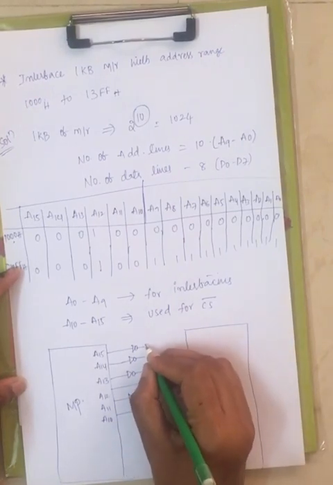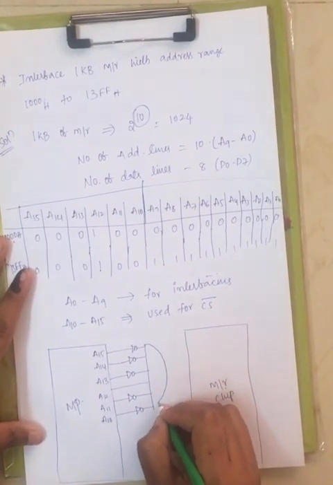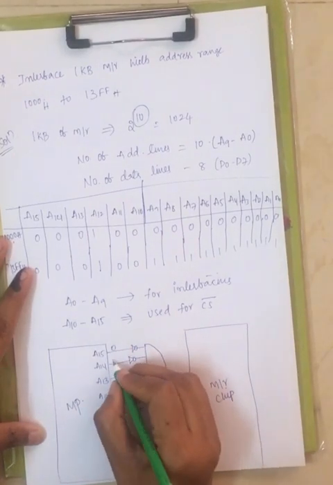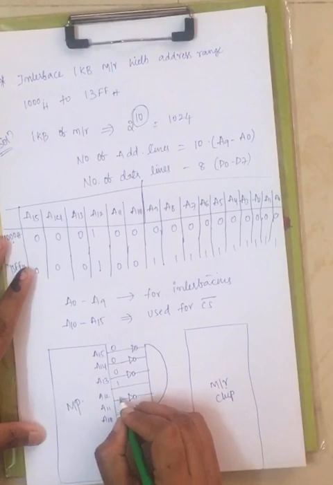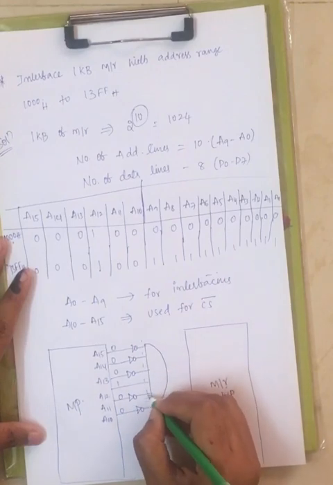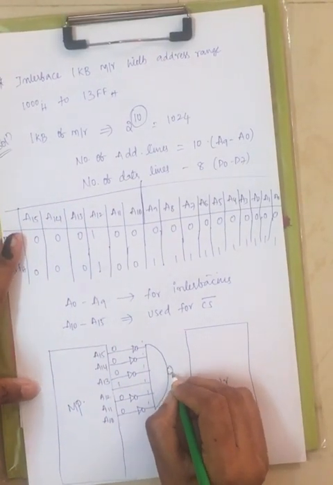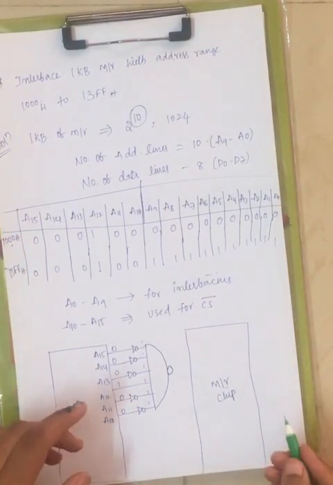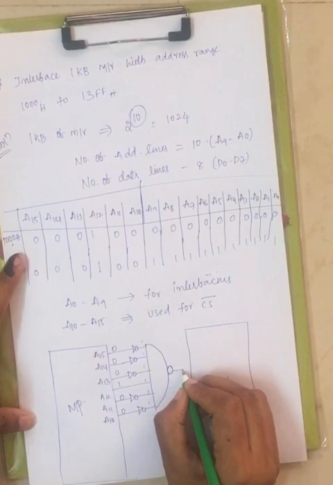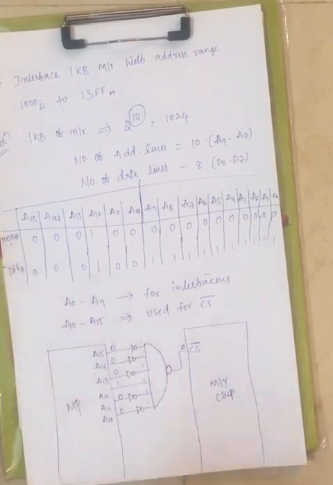Now this is 0 0 0 1 0 0. Here you are making all signals high. When all signals are high, what is the AND operation? High. When it is NAND, it is logic 0. Now this is connected to chip selection, so you will get logic 0. Now the chip is selected.